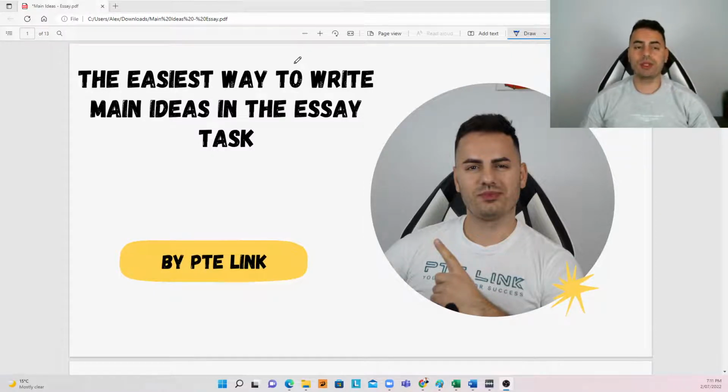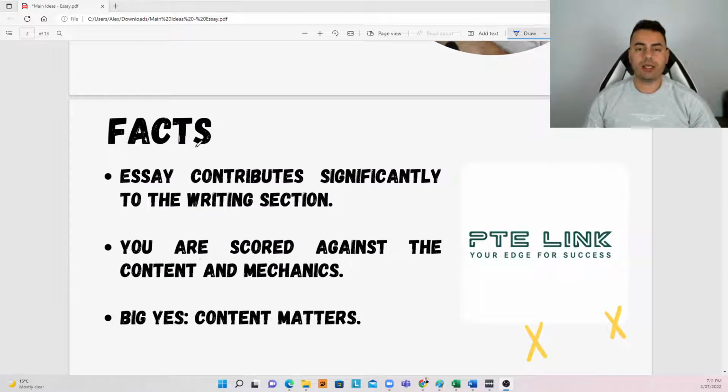Today we are talking about the easiest way to write a main idea in an essay. Stay back till the end to learn this method. Facts about writing an essay: the essay contributes significantly to the writing section, and it is very unlikely to get your 79 plus if you don't score well in the essay.